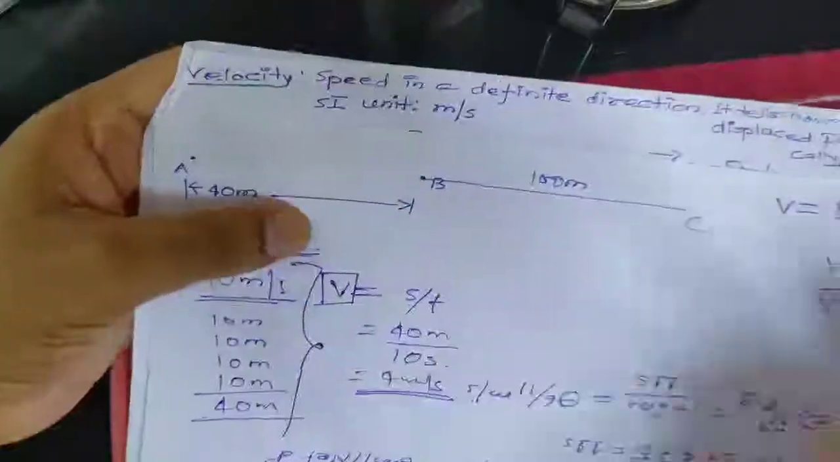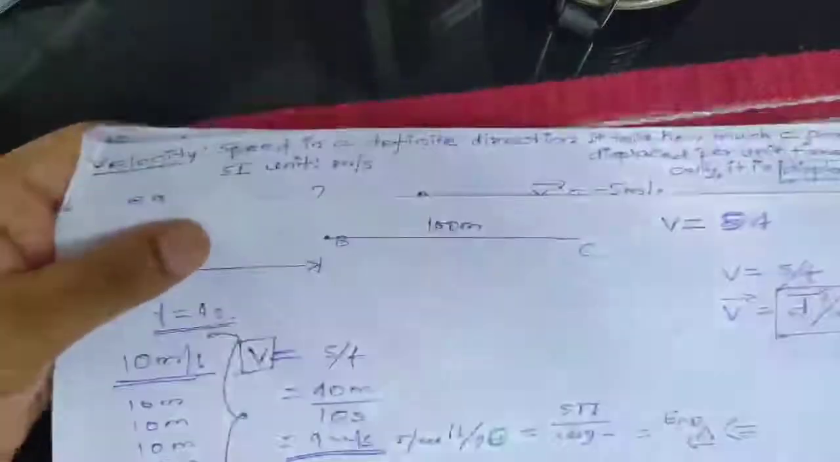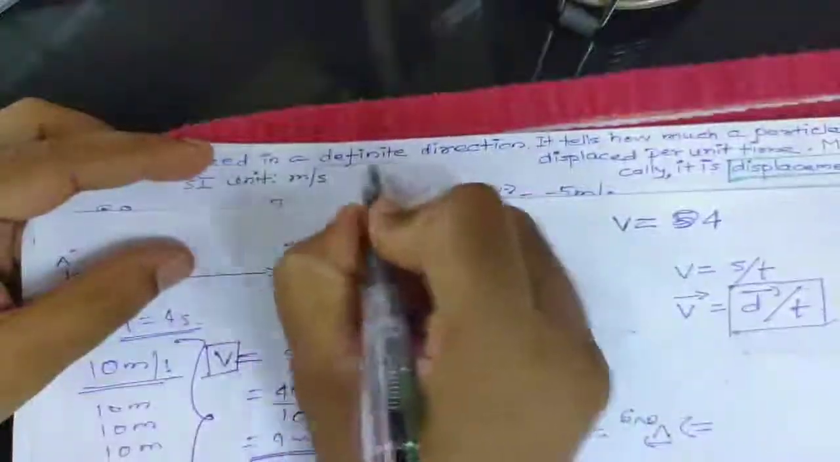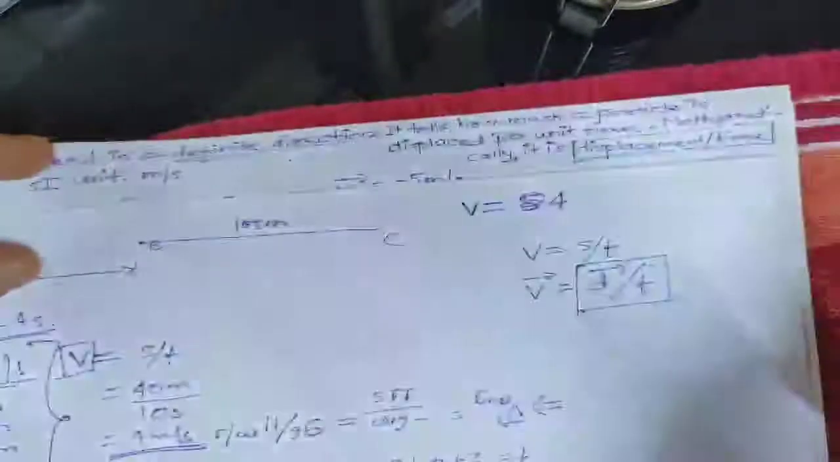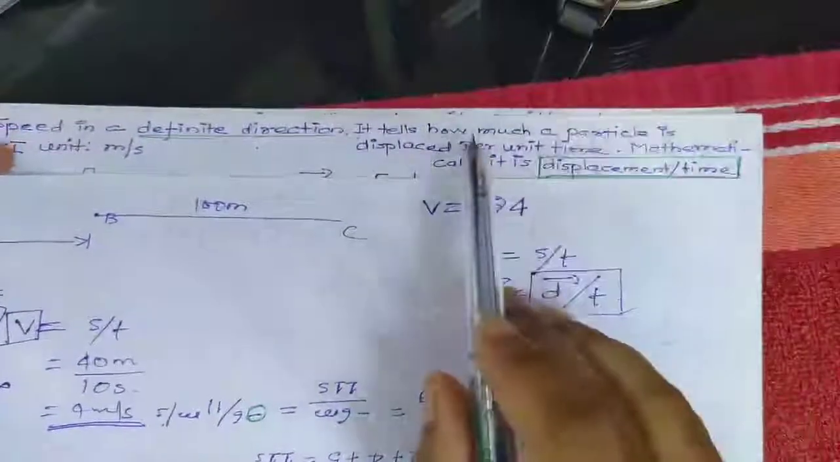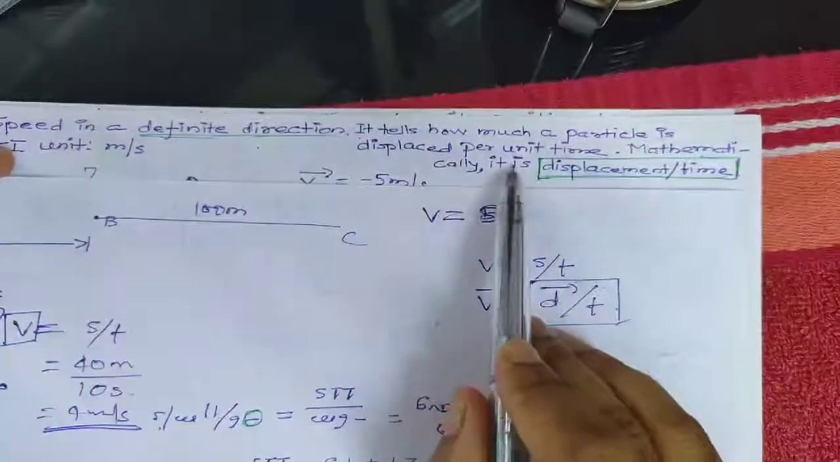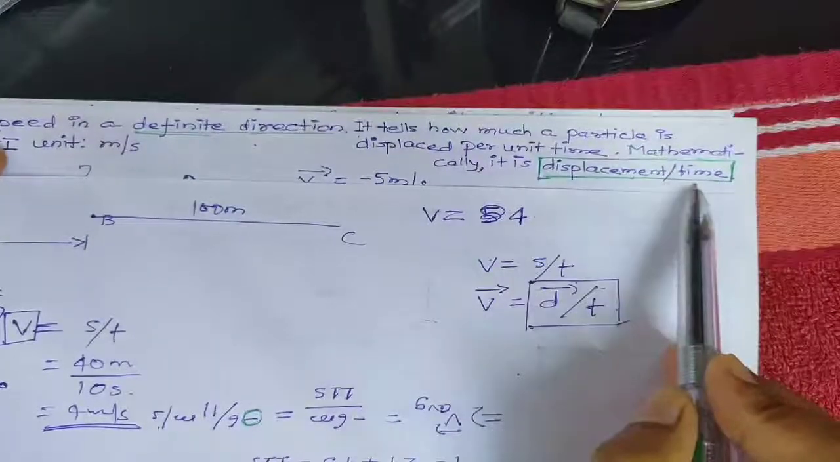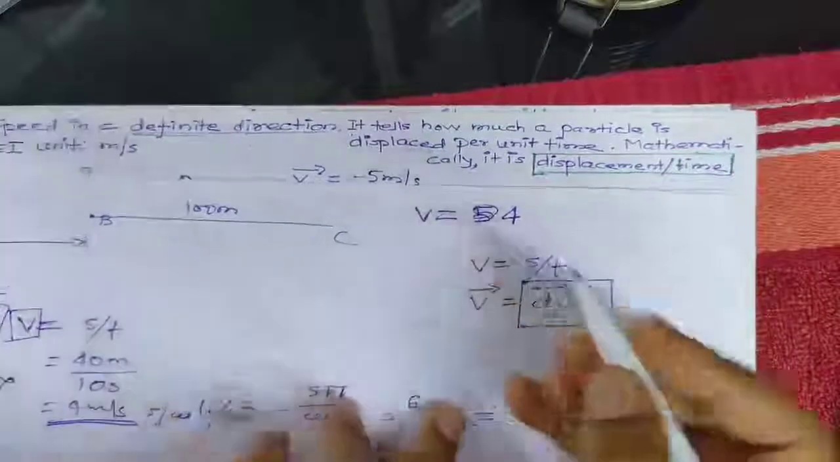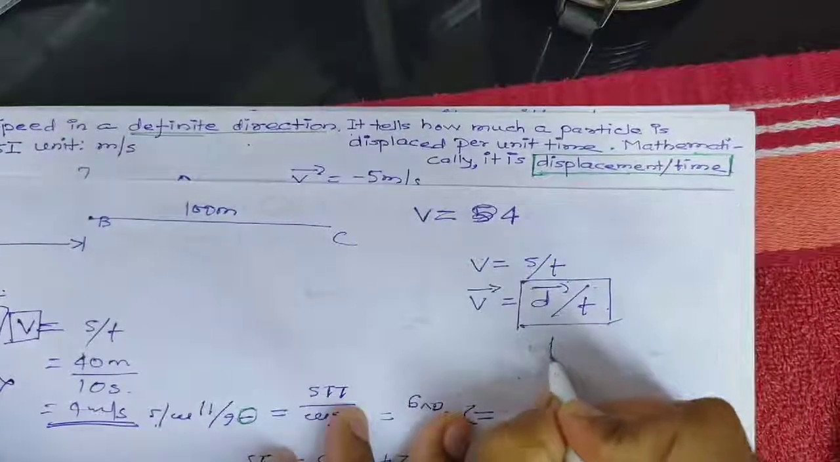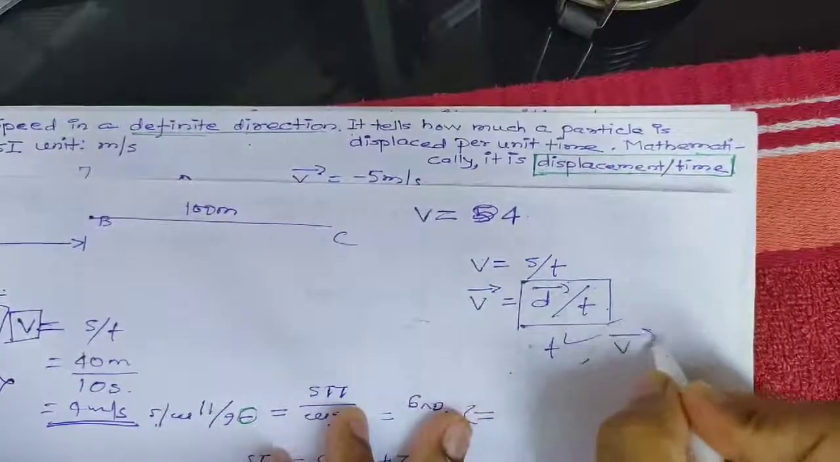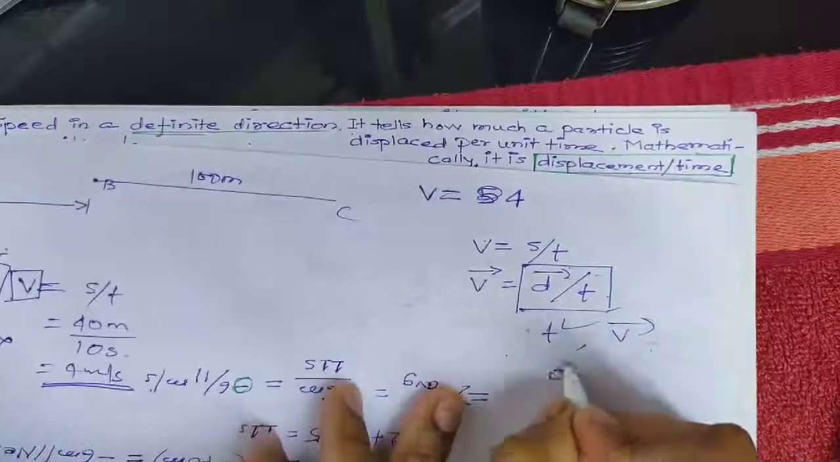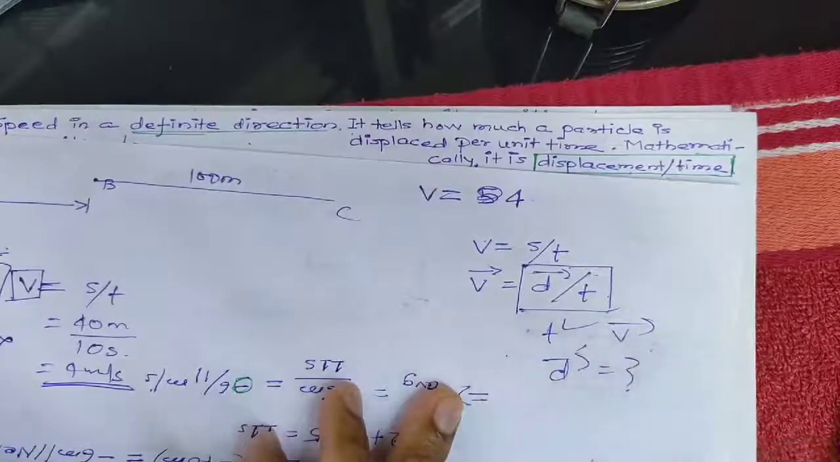So this is what I have written for you. Velocity is speed in a definite direction. Okay guys, in a definite direction. Yeah, this is the key word here. It tells us how much a particle is displaced per unit time. So mathematically what can you say? It is displacement per unit time. So now if time is given and velocity is given, and if I ask you to calculate displacement, will you be able to calculate? You should be, right? Very simple calculation.